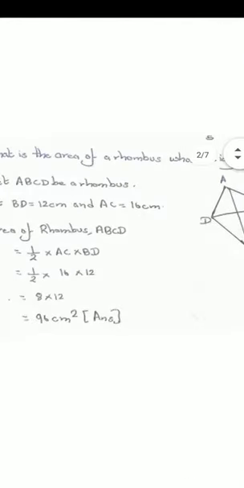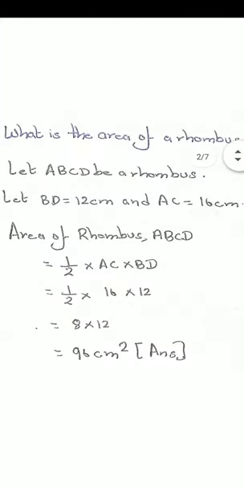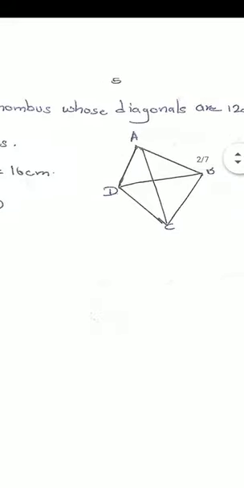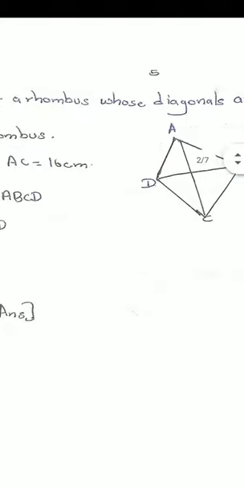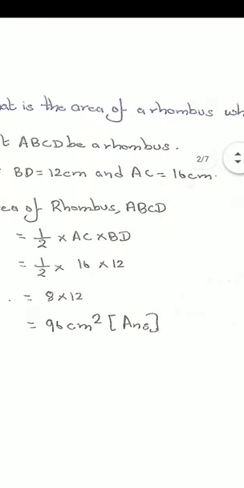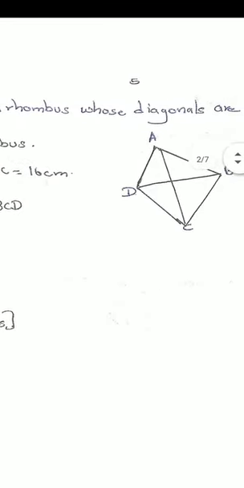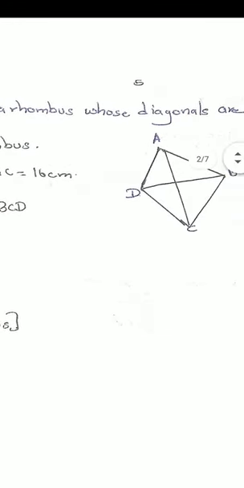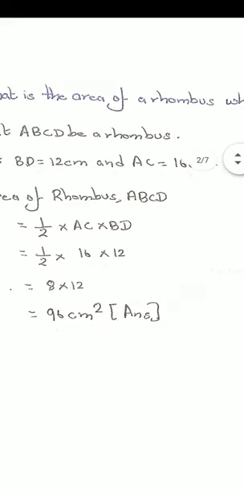So let us look at some of the problems that I have. The first problem is, what is the area of a rhombus whose diagonals are 12 centimeter and 16 centimeter? So we need to find the area of this rhombus using its diagonals. Sorry for the drawing, it's looking really odd. So let ABCD be a rhombus and AC and BD be its diagonals, where BD equals 12 centimeter and AC equals 16 centimeter.